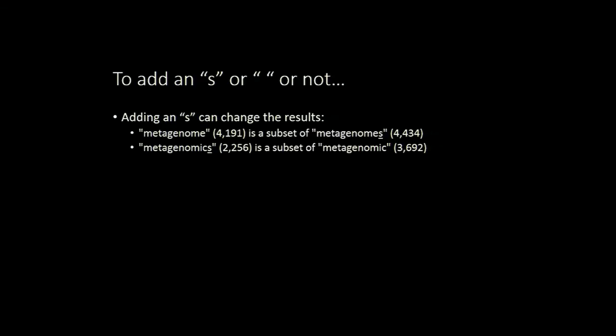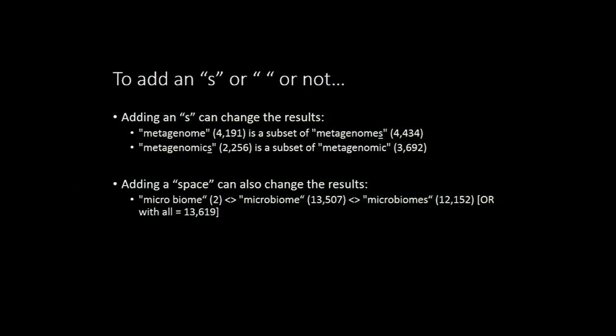Maybe it seems counterintuitive. Or metagenomics, I get 2256, but if I remove the S, I actually get more hits. So sometimes you get more, sometimes you get less. Words actually can be split. So microbiome is different from microbiome with no space, and different from microbiomes. And each of them has their own unique number. There's some overlap between these terms, same with these here. But you do get some unique papers if you leave the space in.